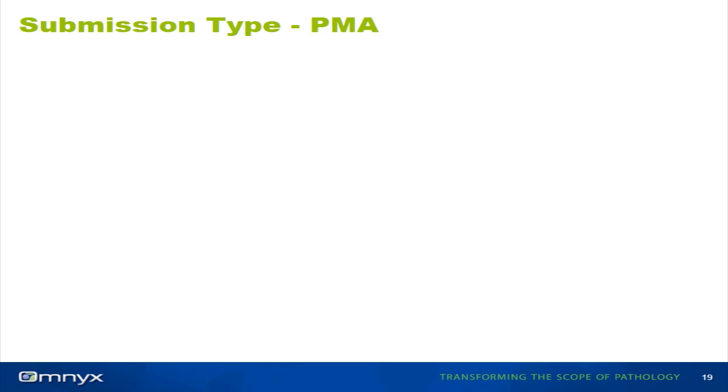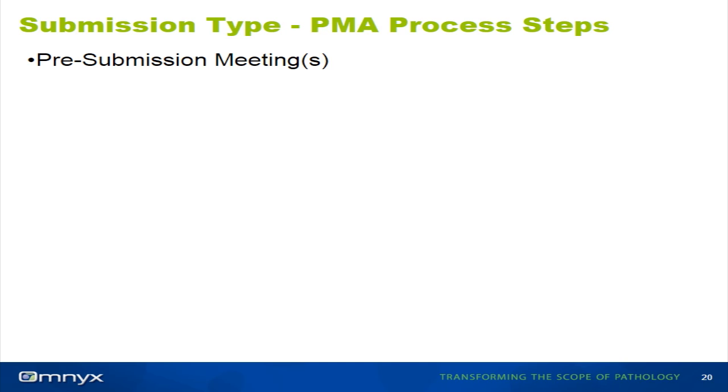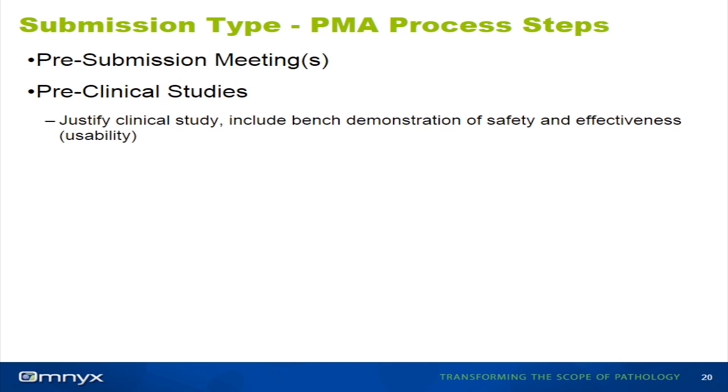Now to switch gears to the PMA process. So the PMA process typically starts with pre-submission meetings, which are used as tools to gather early FDA feedback. You then typically proceed to preclinical studies, which are typically used to justify your clinical study and include bench testing to demonstrate safety and effectiveness.